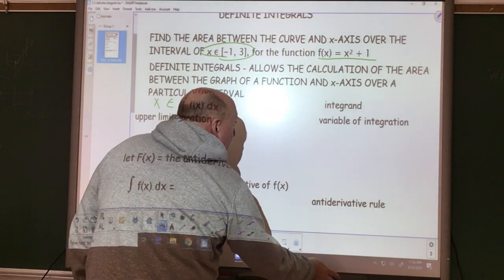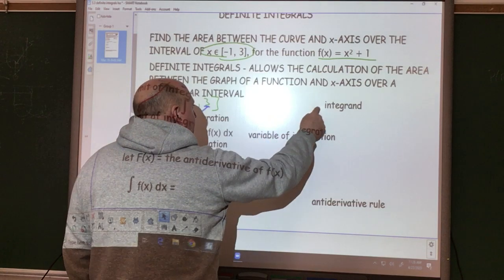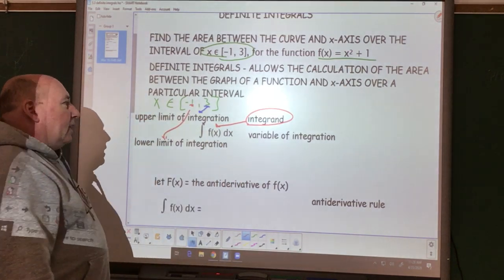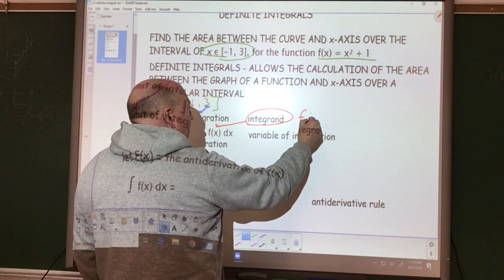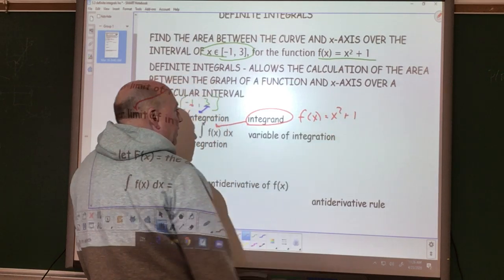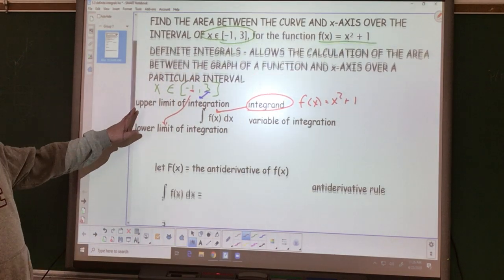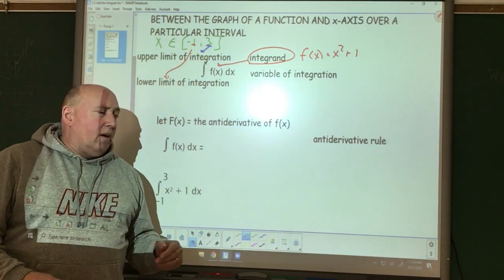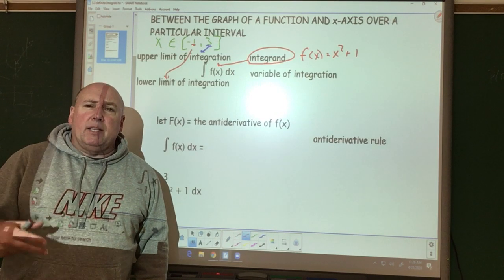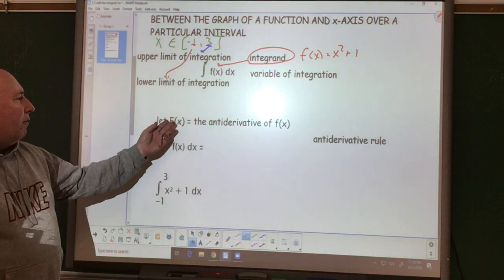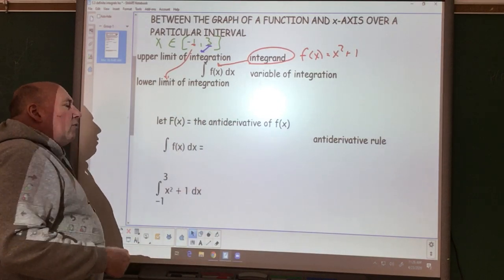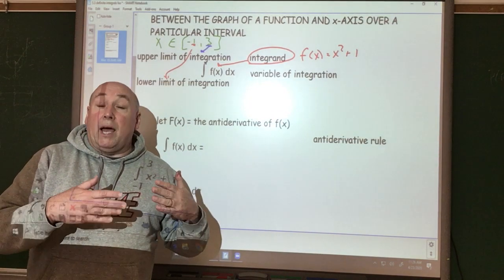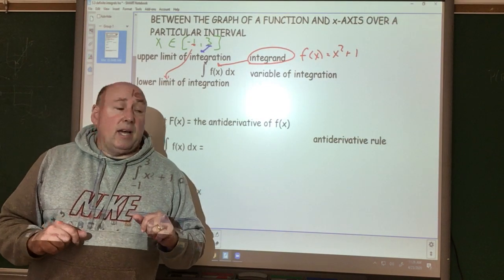We have the variable of integration, and then we have what is called the integrand. This integrand is what we are taking the integral of. So it's your f of x is equal to x squared plus 1 in this case. We want to let capital F of x be the antiderivative of lower f of x. We'll still be doing the antiderivative idea, but we're not going to add in the plus C now.